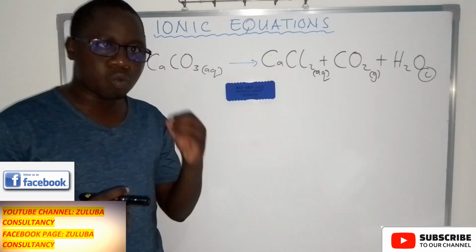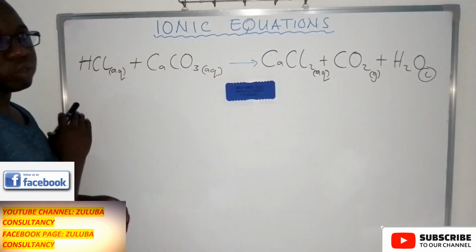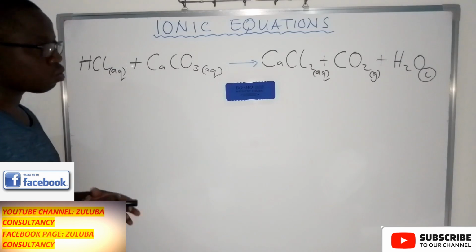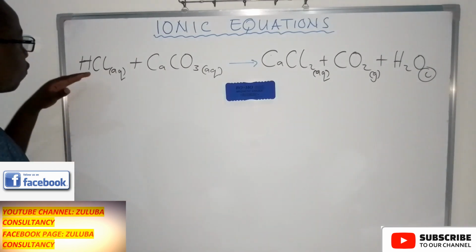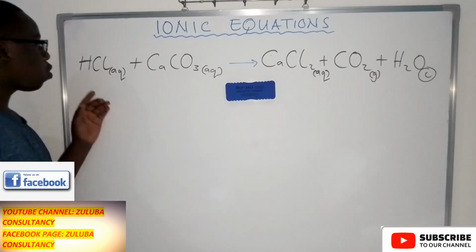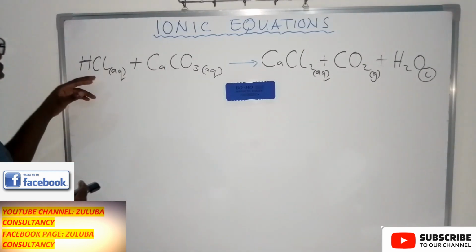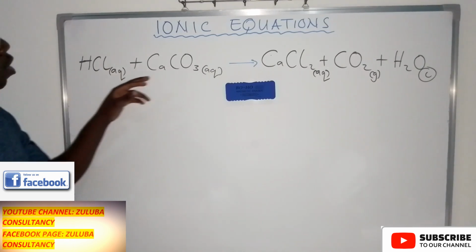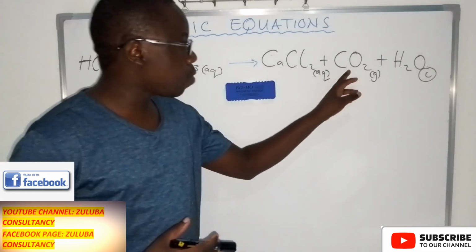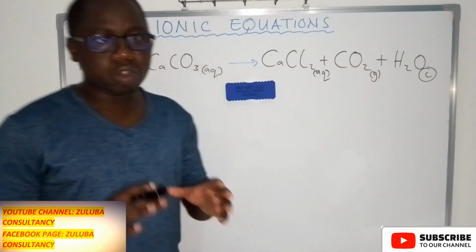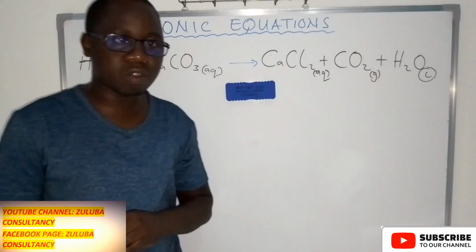Knowing why one should come up with an ionic equation, let's look at the example that we have and see the steps that we need to do to write an ionic equation of this reaction. So the question we have is where hydrochloric acid reacts with calcium carbonate to produce calcium chloride, carbon dioxide, and water. So let's see the steps to come up with an ionic equation of this reaction.